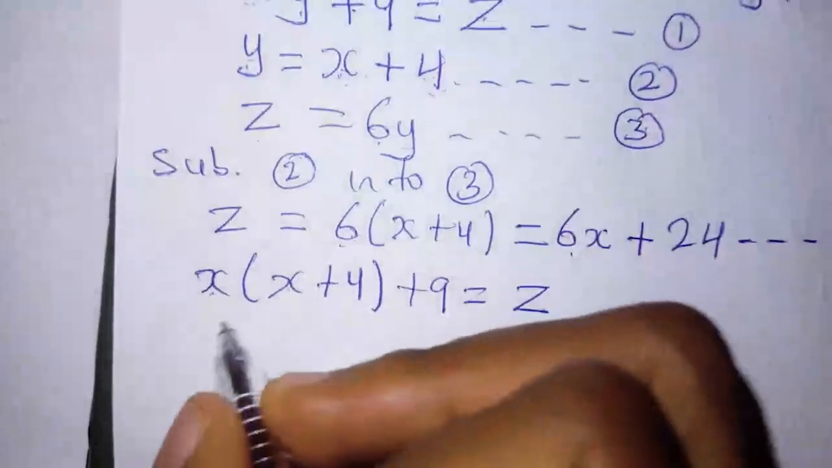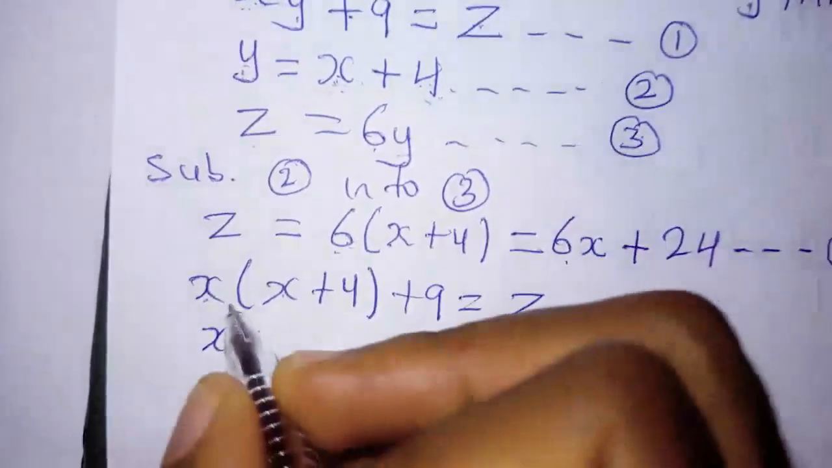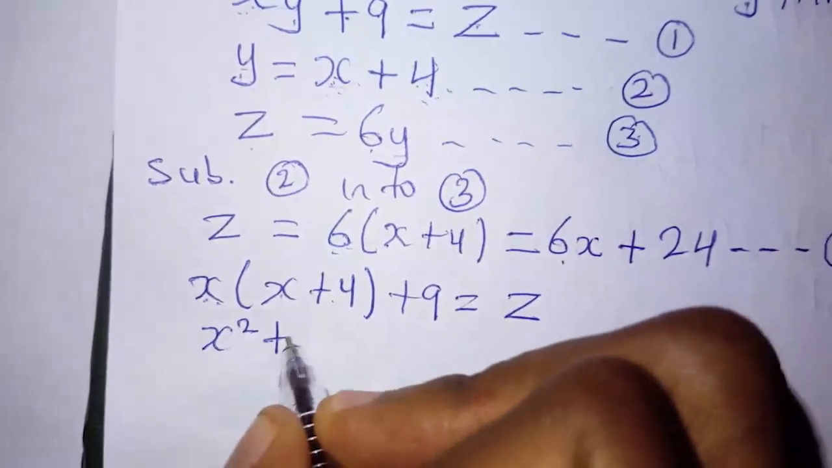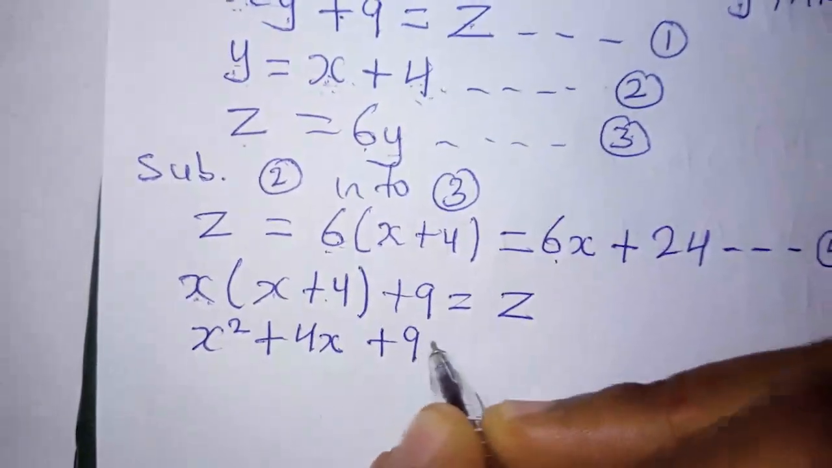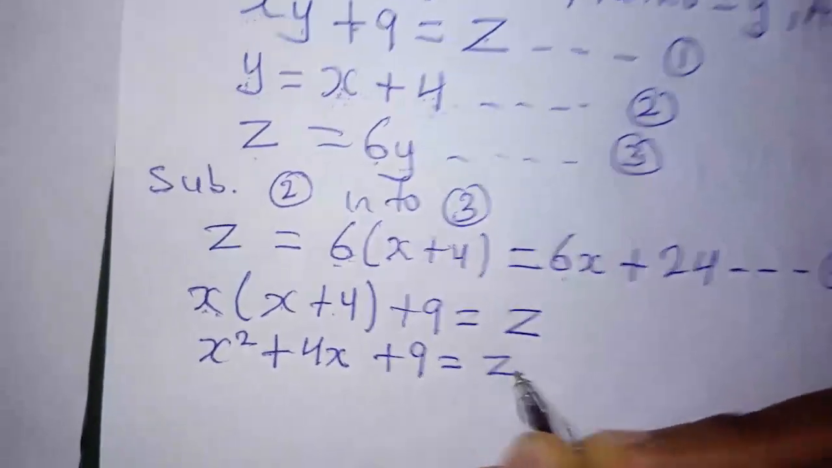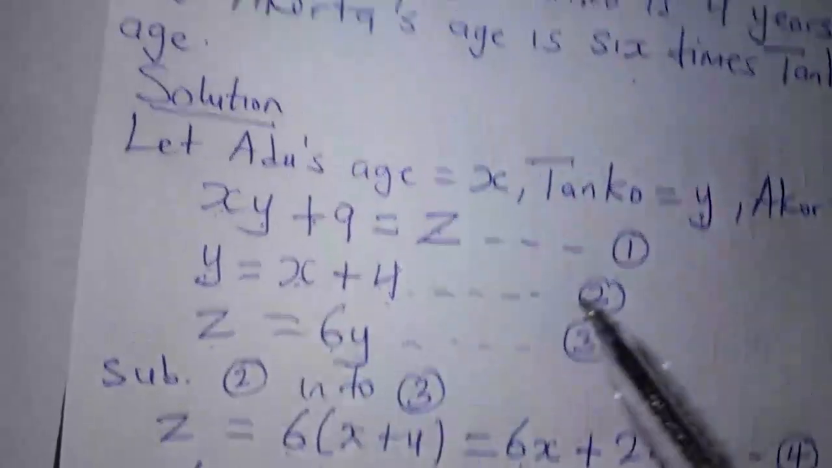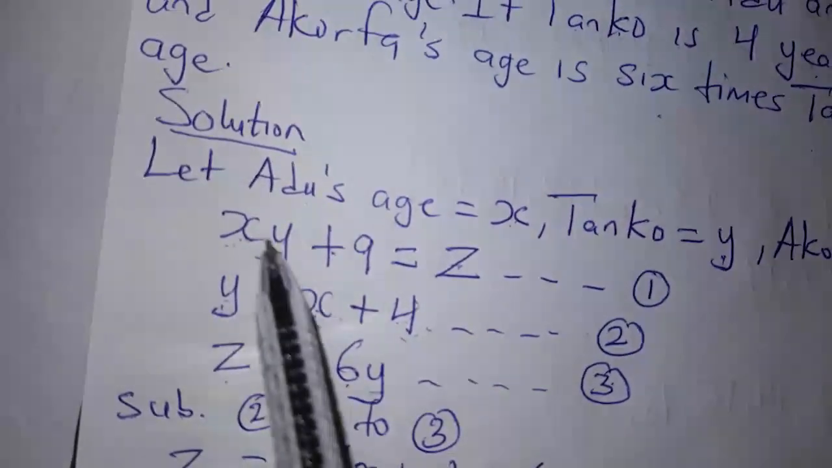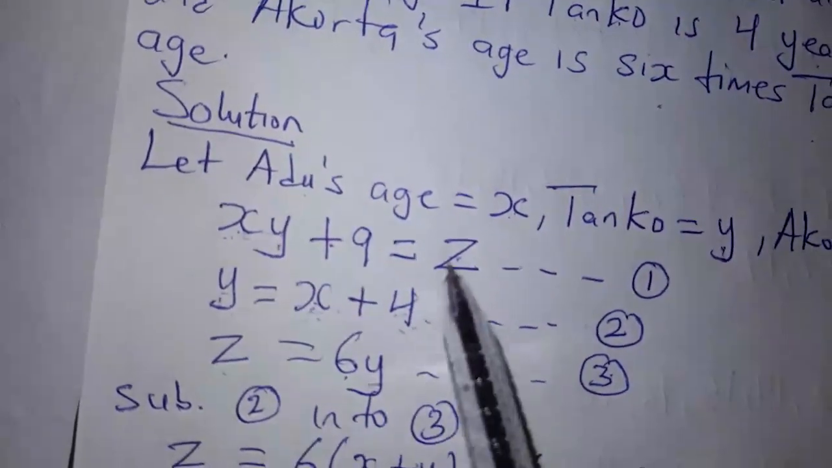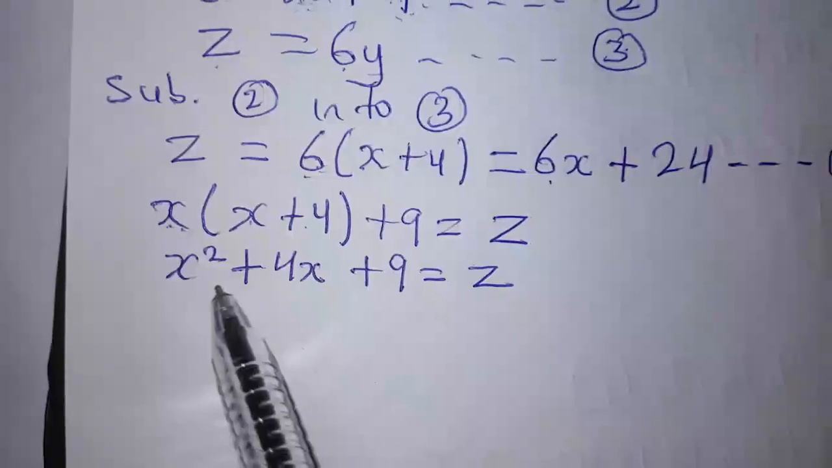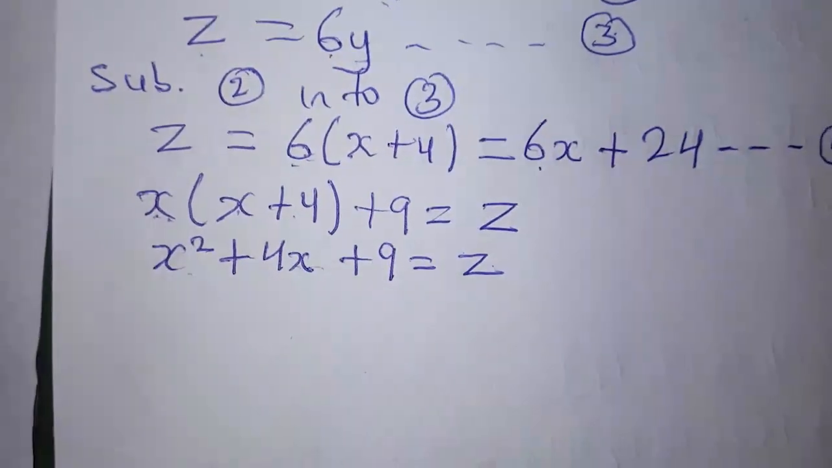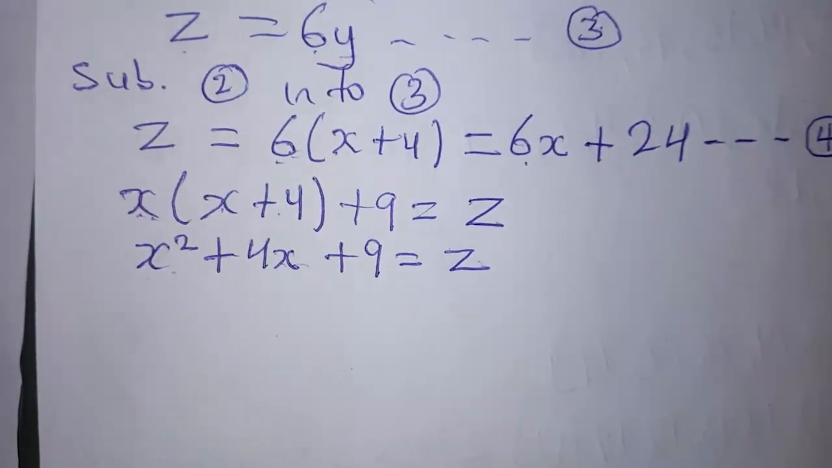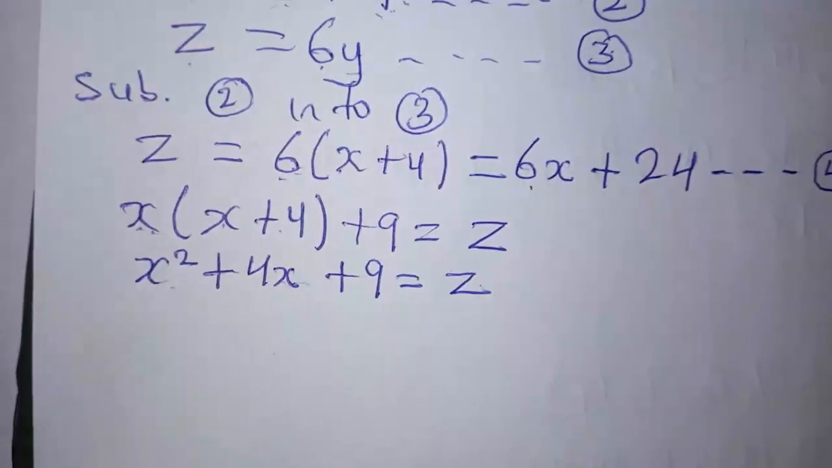So open the brackets here, that should not be a problem. X times x gives x squared. X times 4 gives 4x. Plus 4 plus 9 equals z. I have been able to do something to equation 1 now. Equation 1 used to have 3 variables, x, y, and z. But now I have reduced it to just 2, that's x and z. However, it is still not possible for me to solve this equation.